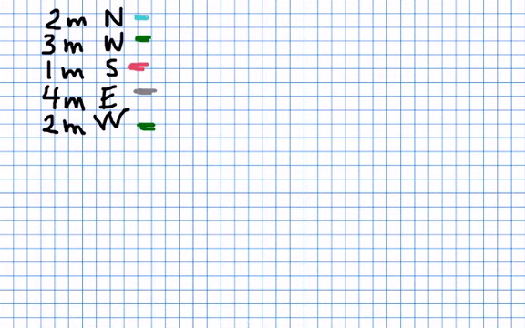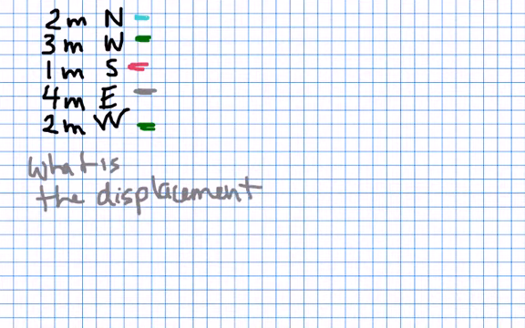Alright, so we essentially have a list of directions: 2 meters north, 3 meters west, 1 meter south, 4 meters east, and 2 meters west. So a question that would often be associated with this would be, what is the displacement? Just from looking at this, you don't know where they start, so you have to write out all of your components.